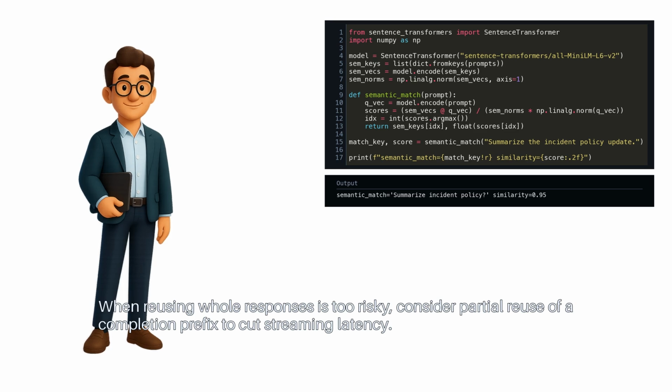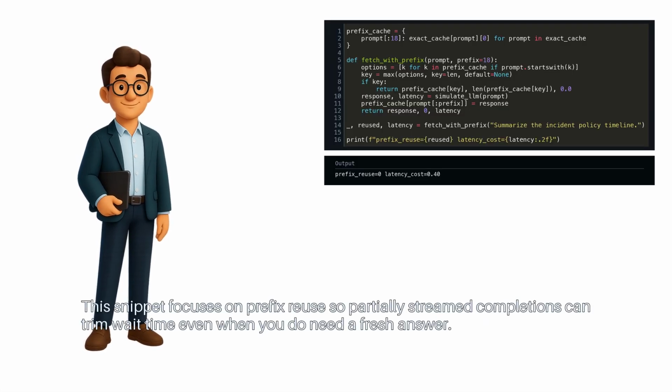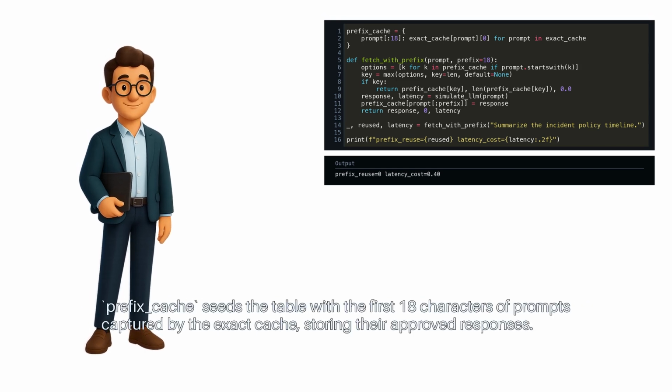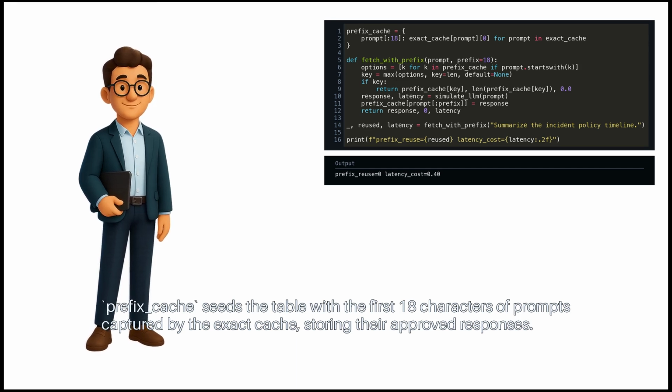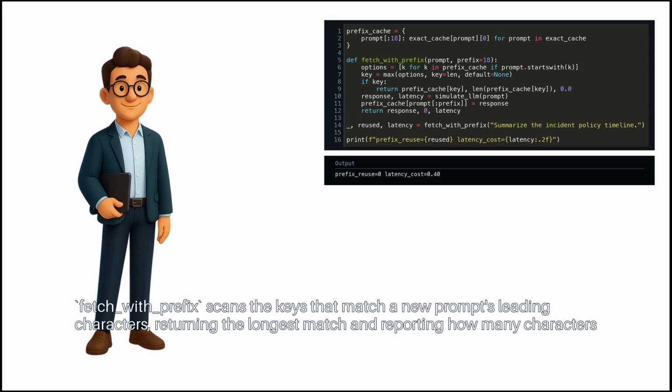When reusing whole responses is too risky, consider partial reuse of a completion prefix to cut streaming latency. This snippet focuses on prefix reuse, so partially streamed completions can trim wait time even when you do need a fresh answer. Prefix cache seeds the table with the first 18 characters of prompts captured by the exact cache. Storing their approved responses, fetch with prefix scans the keys that match a new prompt's leading characters, returning the longest match and reporting how many characters we can reuse.